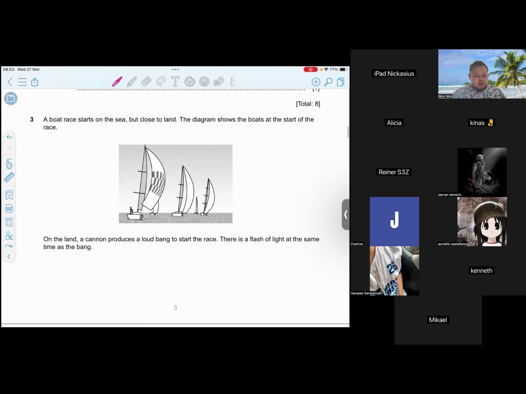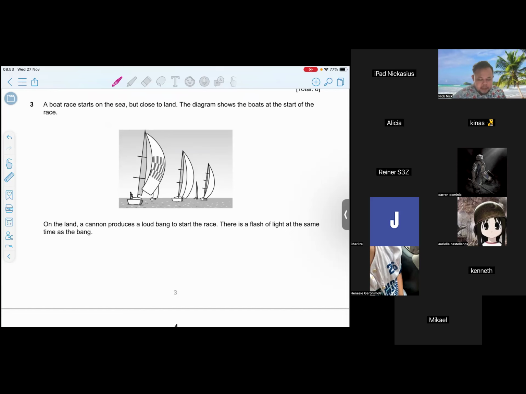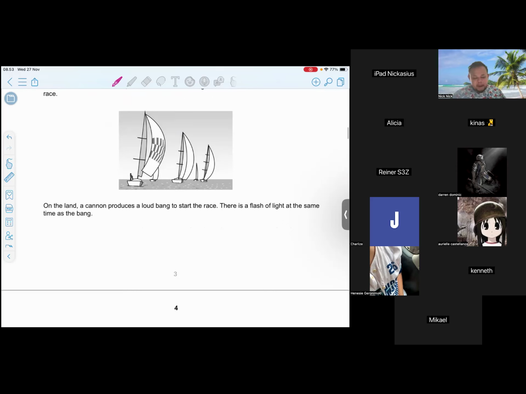A boat race starts on the sea, but close to the land. The diagram shows the boat at the start of the race. In Indonesia, in Lombok, we have a race of a boat like this. On the land, a cannon produces a loud bang.